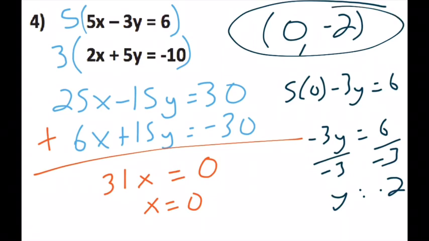So whether you multiplied by 5 and negative 2 or by 5 and 3, however you did it, as long as you got 0, negative 2.